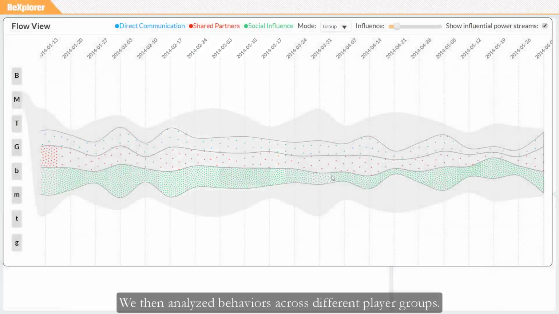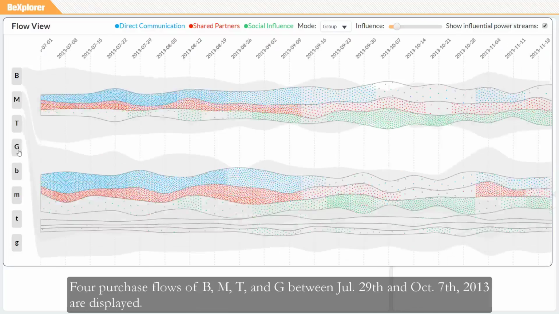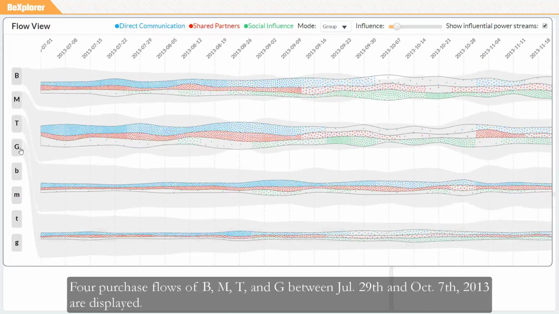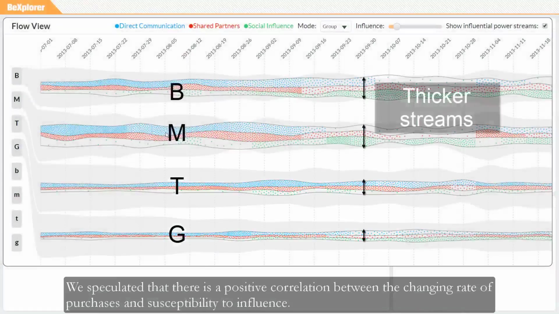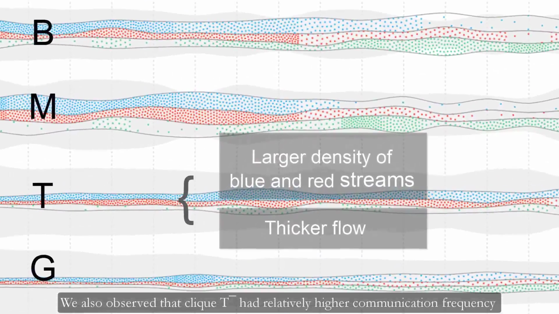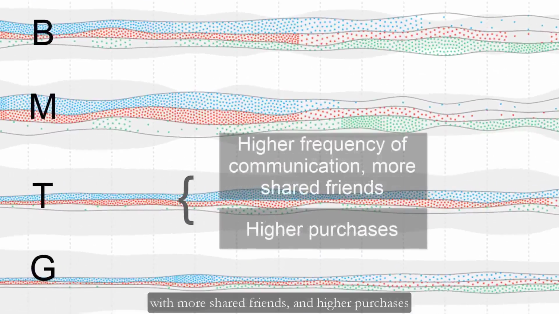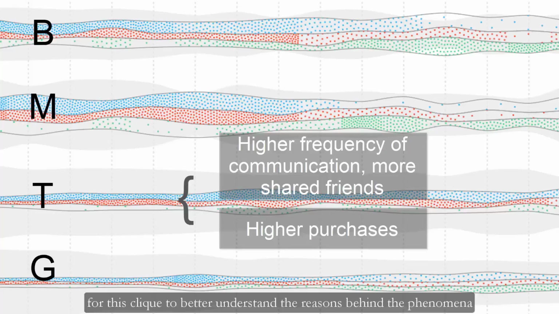We then analyzed behaviors across different player groups. 4 purchase flows of B, M, T, and G between July 29 and October 7, 2013 are displayed. Flows B and M demonstrate more fluctuations than flows T and G. We speculated that there is a positive correlation between the changing rate of purchases and susceptibility to influence. We also observed that clique T had relatively higher communication frequency, with more shared friends, and higher purchases.